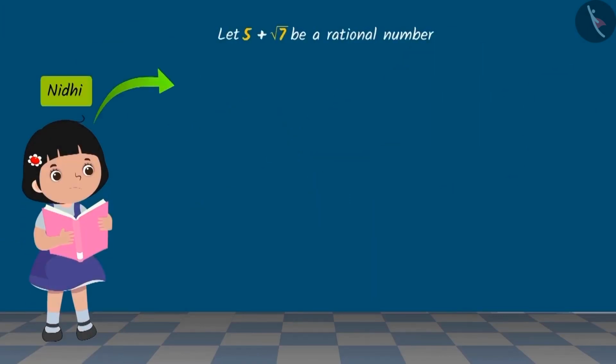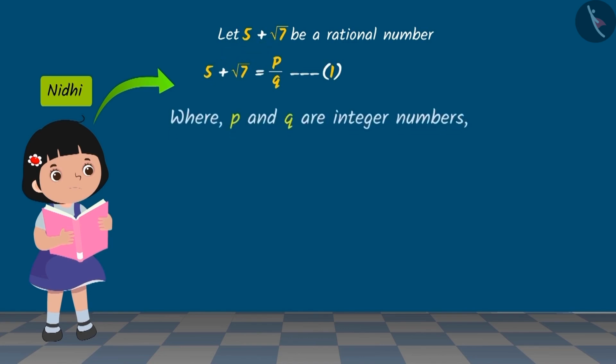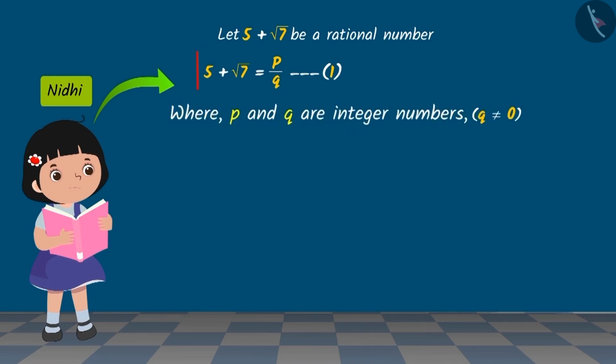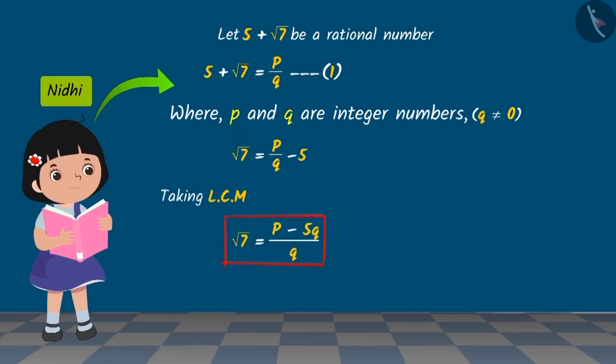Nidhi assumes that 5 plus square root of 7 is a rational number, which is written as p upon q, where p and q are integers. On rearranging equation 1, we get square root of 7 equals p minus 5q upon q.